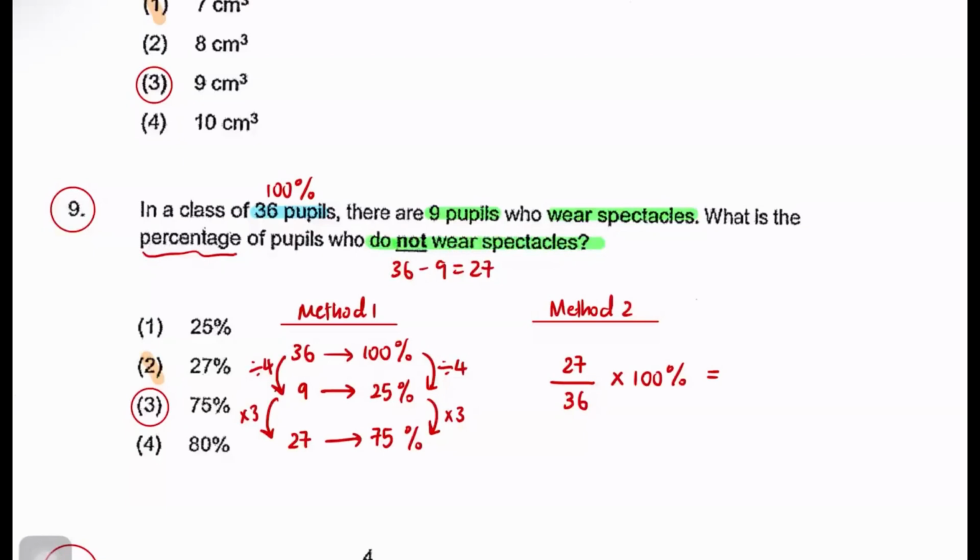27 over 36. What is it? Simplify. Twenty-seven over 36. Simplify. No, not 4 over 3. 3 over 4. They are both divisible by 9. If you divide by 3, and that's not the simplest form, you can divide by another 3. So when you divide both by the biggest common factor 9, you get 3 over 4, and you times 100.